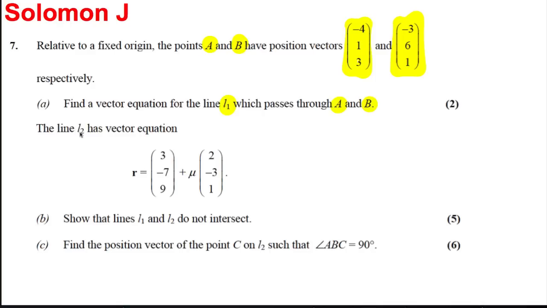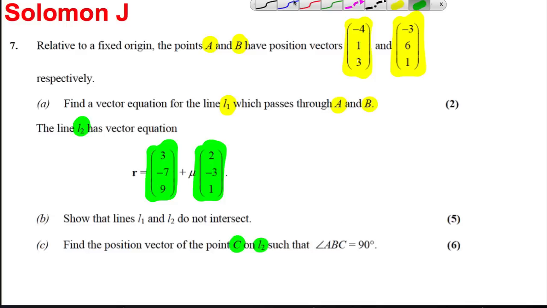We're asked to find the vector equation of a line L1 passing through A and B. We're told about another line which is L2, which has the following vector equation. There's a point on the line, there's a direction of the line. We're asked to show the lines don't intersect and find the position vector of a point C on line L2 such that the angle ABC is 90 degrees. Right, let's give this a go.